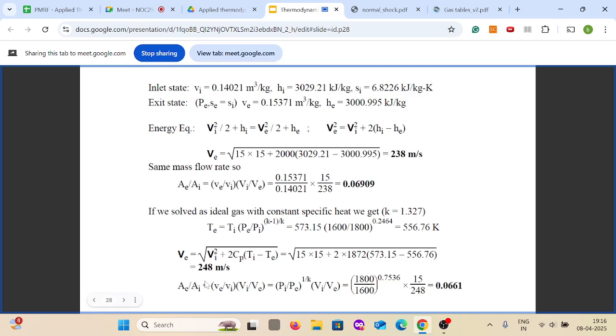And the area ratio then will become specific volume divided by velocity. So specific volume we are writing in terms of pressure, because P times specific volume raised to power gamma is constant for a reversible adiabatic flow, isentropic flow. So Pi by Pe raised to power 1 by gamma into velocity Vi by Ve. So substituting the values, we get area ratio as 0.0661. So previously we got 0.069, here we are getting 0.066.